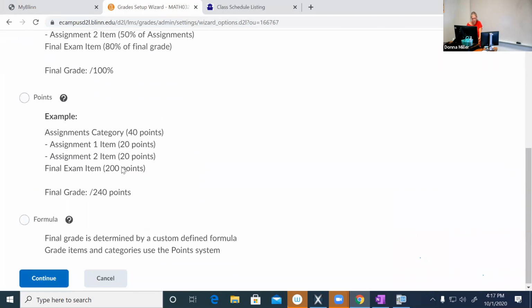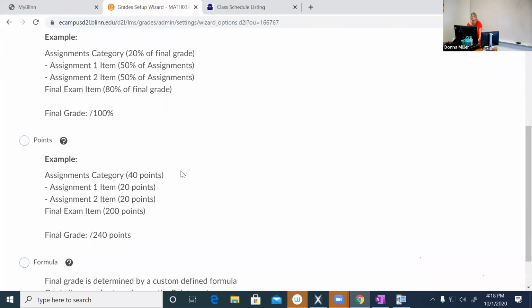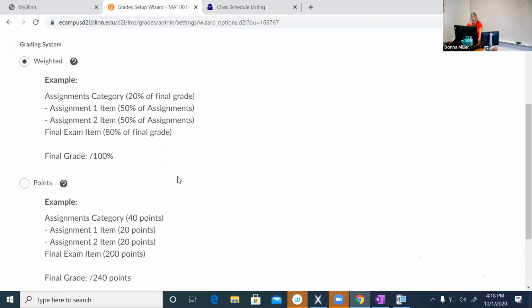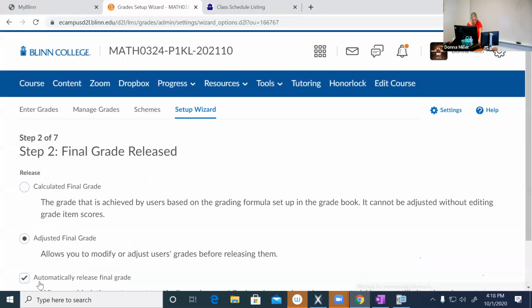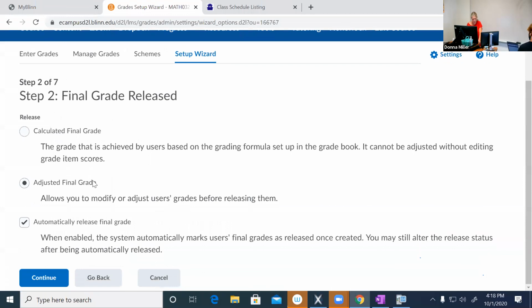Why is it not showing you? I can tell you what it is, but I'm not sure why it's not showing it to you because I have it set to do it. I mean, it's set. This is what it pops up like. Final grade release. Isn't it?